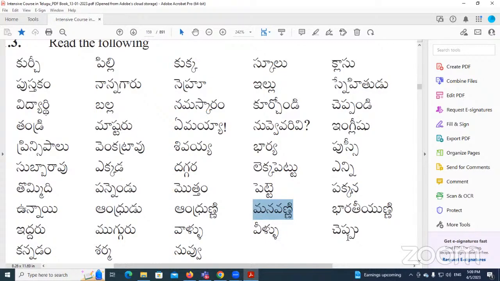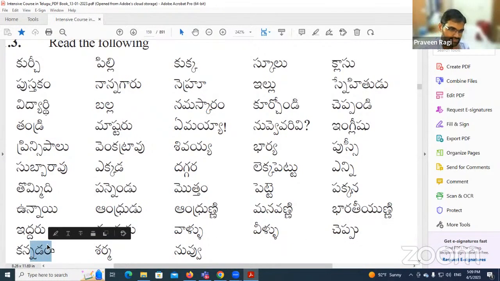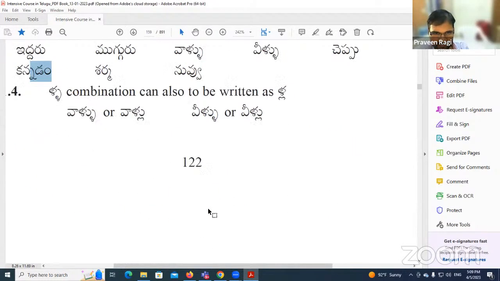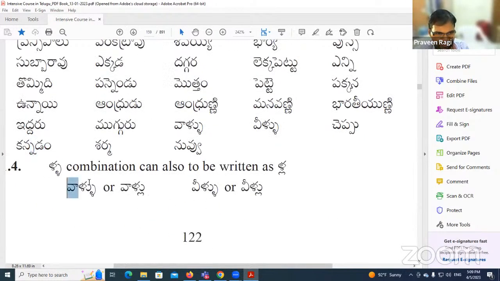Iddaru is 2 people. Mukuru, 3 people. Valvu is they, remote. Vilu is they, proximal. Cheppu, to tell. Kannadam is Kannada language. Sharma is a name. And Nuvu is you. Perfect. Okay, let's continue.